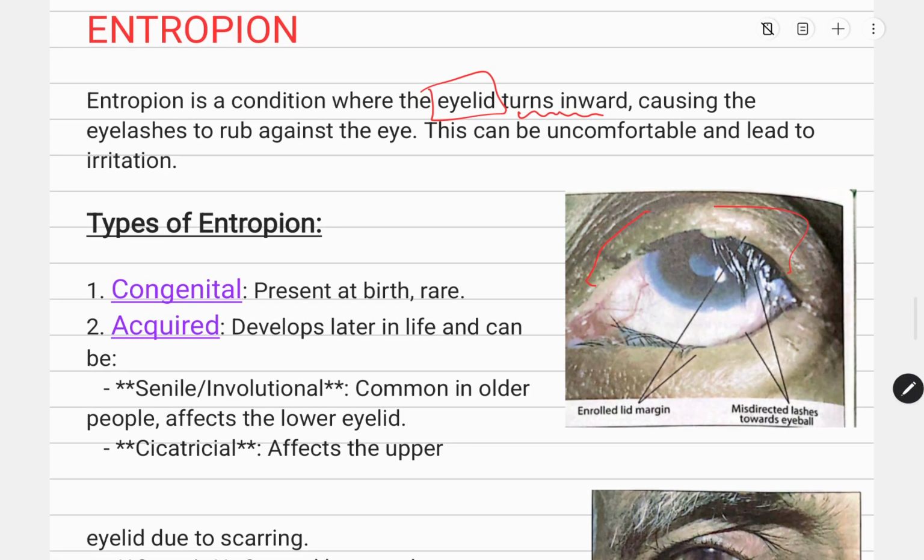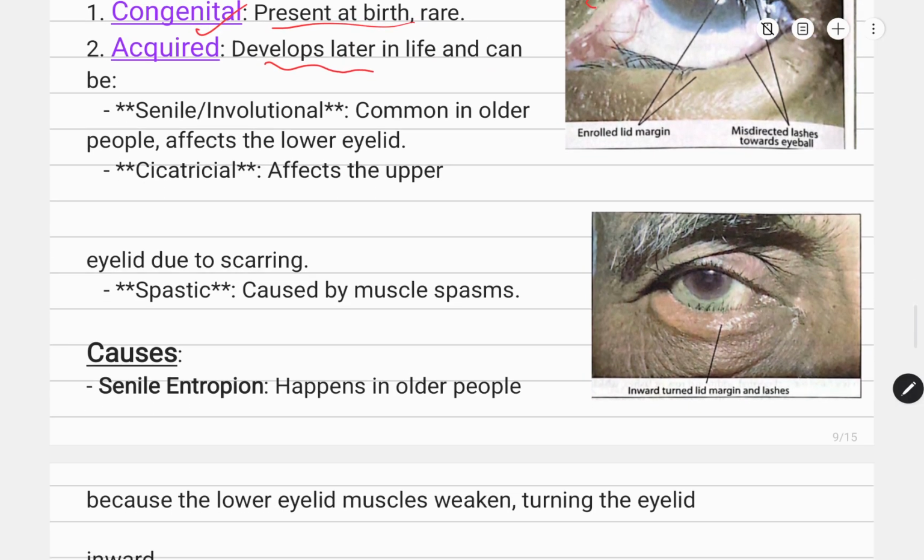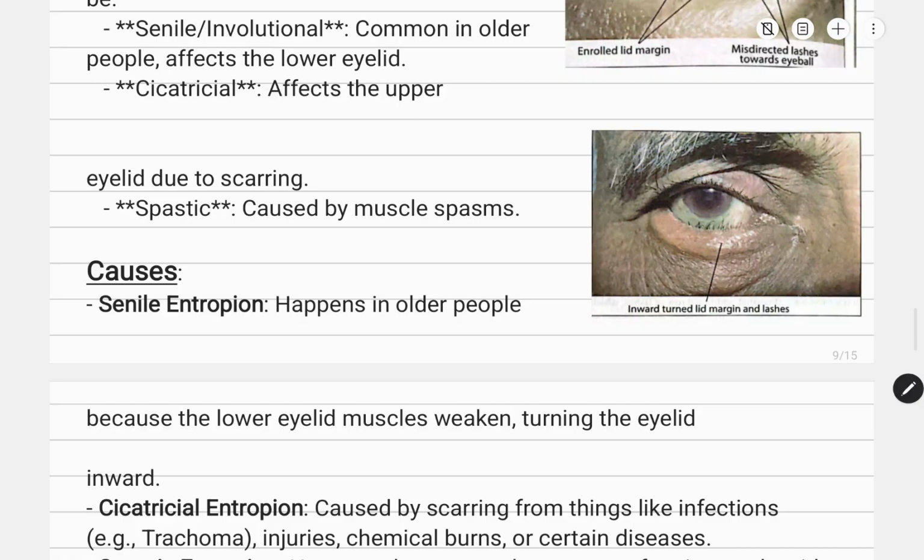Okay, it has two types. First one is congenital, the other one is acquired. Congenital is present at birth, and acquired occurs later in life. Okay, so its causes. The first one is senile, which occurs in older people. So there is an inward turn of the eyelid. Okay, as you can see.